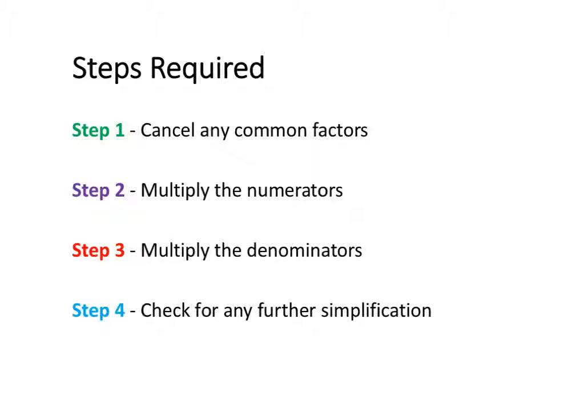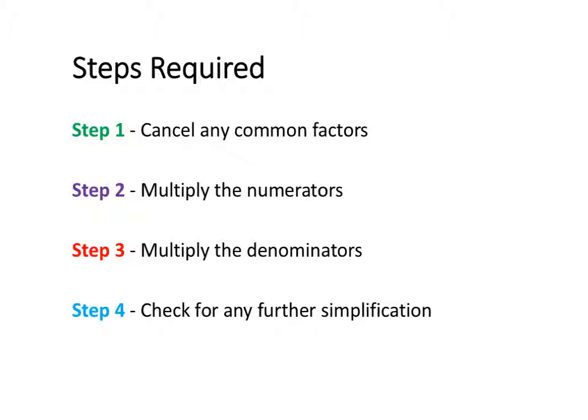Now we need the common factors to be up the top and down the bottom. They cannot both be up the top or both be down the bottom. You need one at the top, one at the bottom. It doesn't matter whether they're both on the same side, or one's on the left hand side and one's on the right hand side. As long as one is up the top and one is down the bottom, you'll be able to cancel them out. So that's the first step.